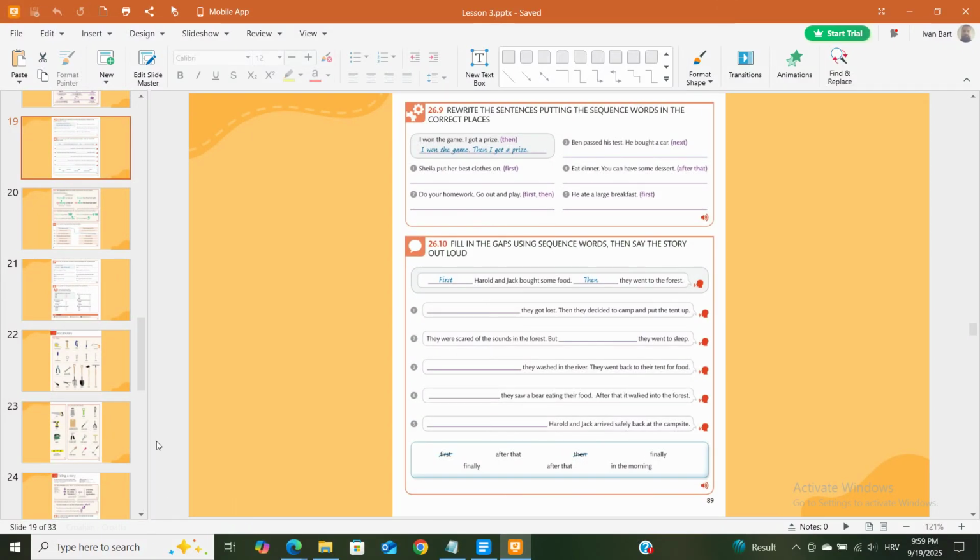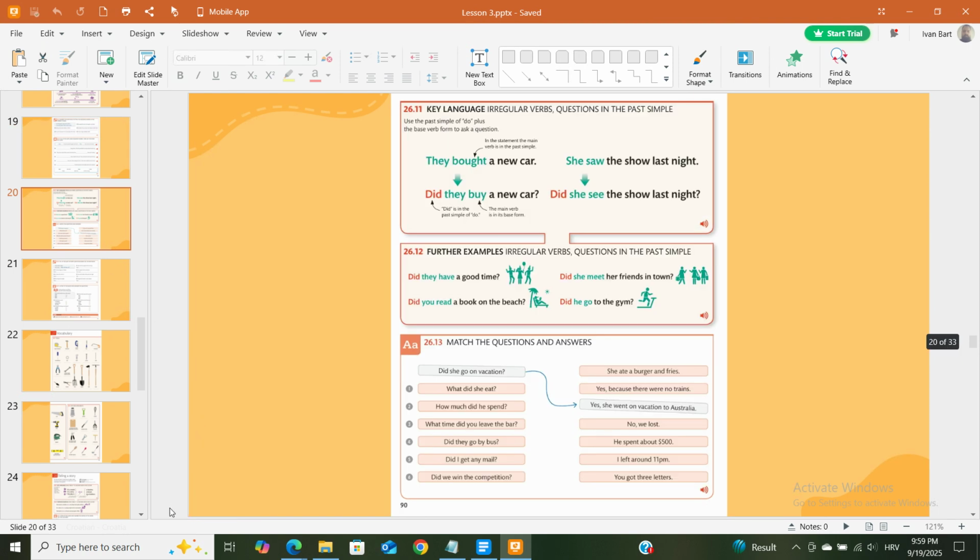26.11 Key language: irregular verbs, questions in the past simple. Use the past simple of do plus the base verb form to ask a question. In the statement, the main verb is in the past simple. They bought a new car. She saw the show last night. Did they buy a new car? Did she see the show last night? Did is the past simple of do. The main verb is in its base form.